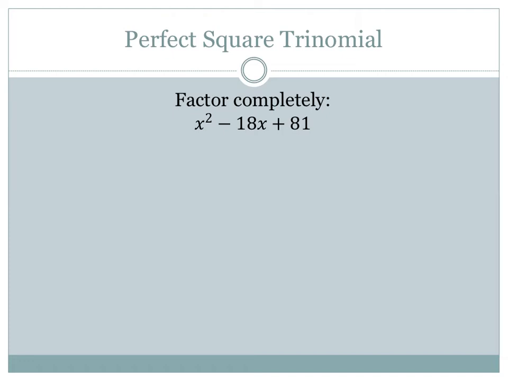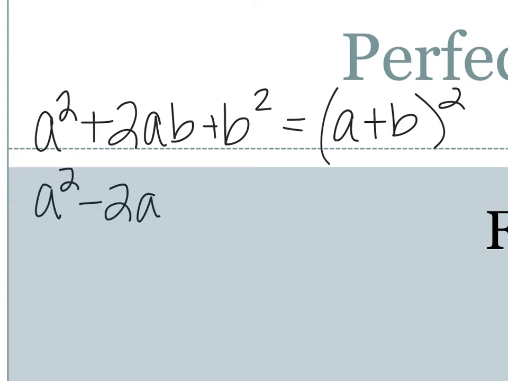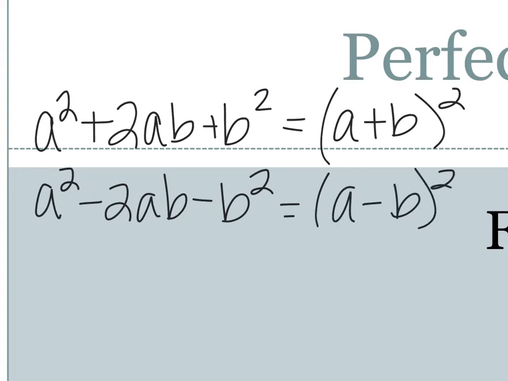So I'm going to actually zoom in, and I'm going to write them up here. A squared plus 2ab plus b squared equals a plus b, squared. A squared minus 2ab plus b squared is a minus b, squared.